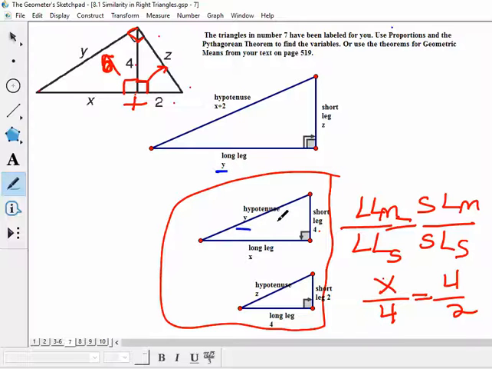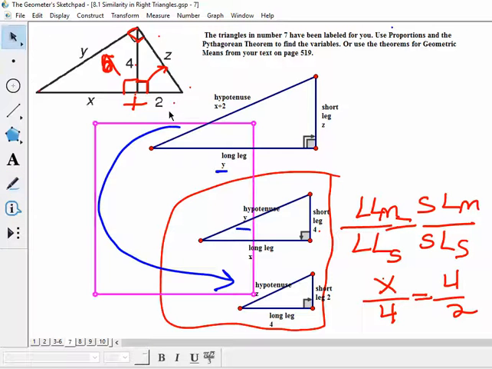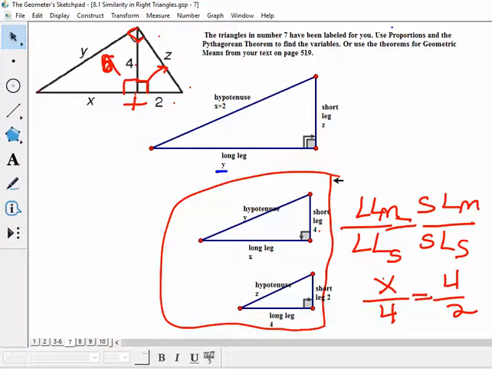So I could either put these two together and do long leg over long leg equals hypotenuse. No, I can't do that. That won't work because I don't know the hypotenuse. I don't know Z of this one, so that's not going to work. Let's look at then the hypotenuse of the medium is Y.